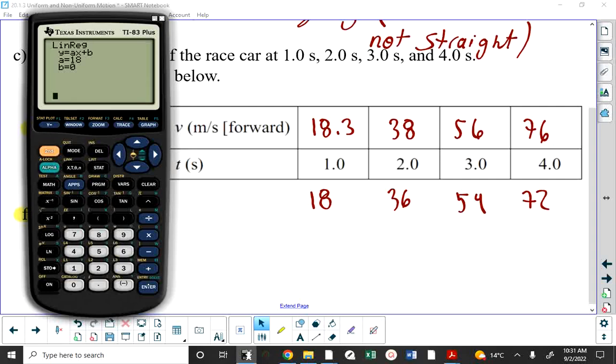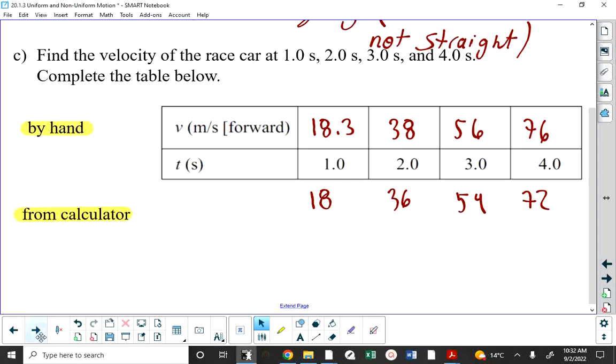So I'll just explain what's happened. The 72 was entered as 76. That little change moves that last data point to a different position, and when your calculator finds the regression equation, it tilts the line up a bit to try to reach that point. You're good now? Okay, so the slope is 18. That means the acceleration is 18 meters per second squared.